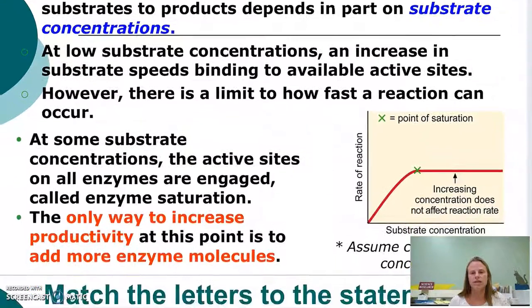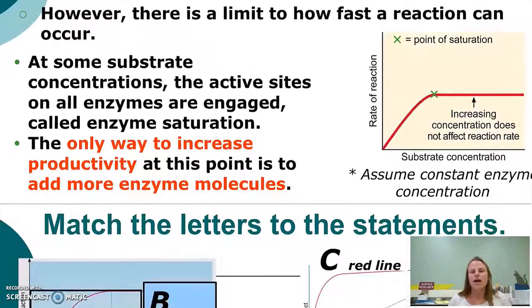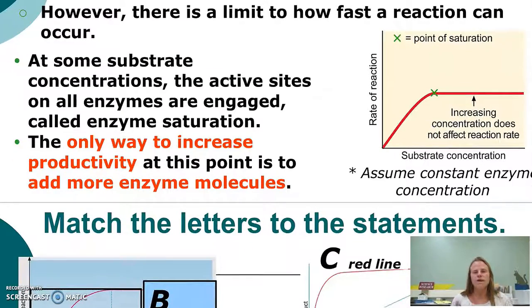So let's take a look at this graph. Initially, if I have increasing substrate, the rate of the reaction is going to increase because I have more substrate for the enzyme to break down. However, at some point, the rate of the reaction is going to level off because all of my enzymes are being used. It doesn't matter how many more substrates I add, there aren't any enzymes available to either break them down or build them up.